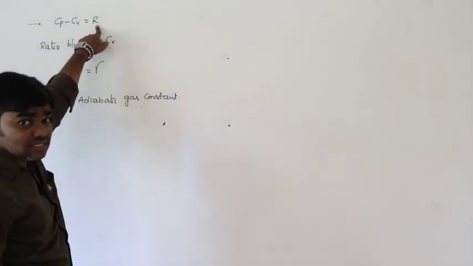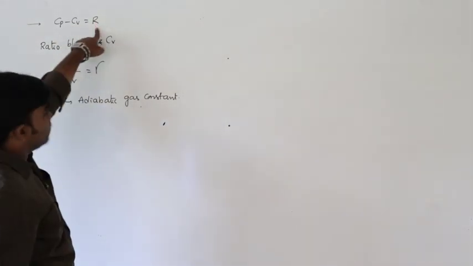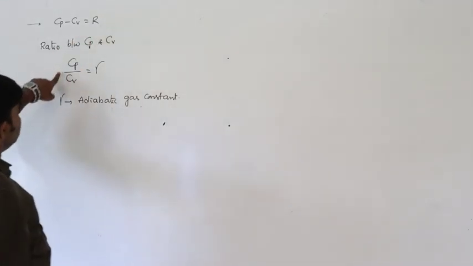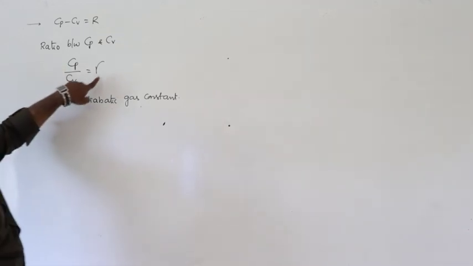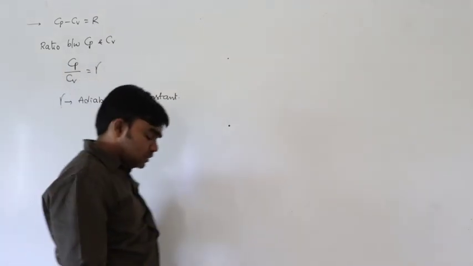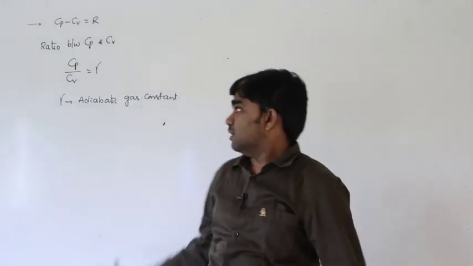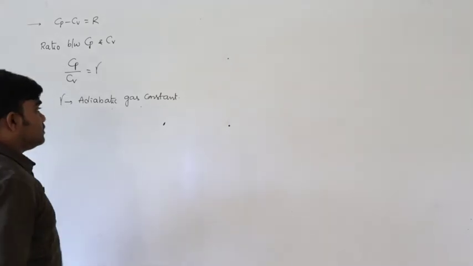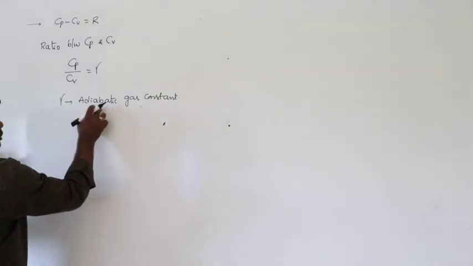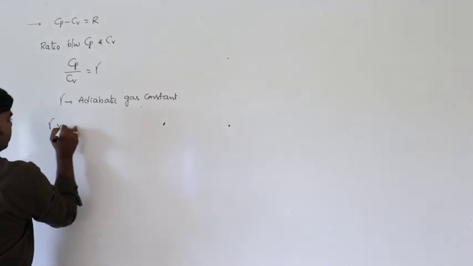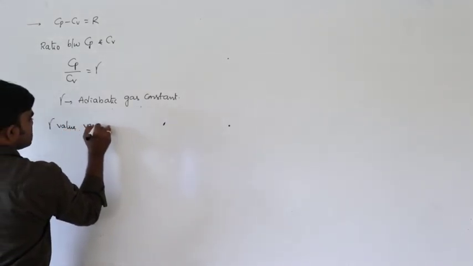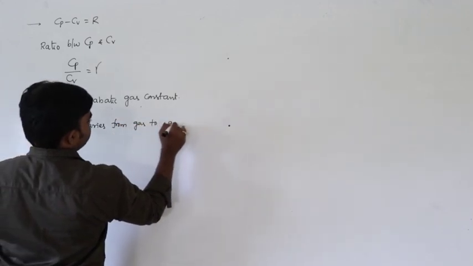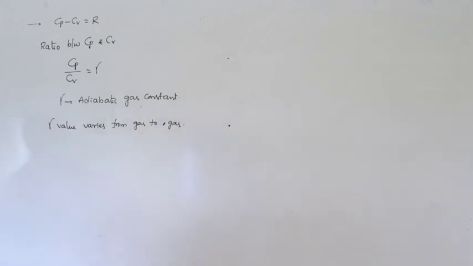What is R? The universal gas constant, and its value remains constant for almost all gases. The ratio of Cp by Cv is equal to gamma, where gamma is called the adiabatic gas constant. This gamma value varies from gas to gas.